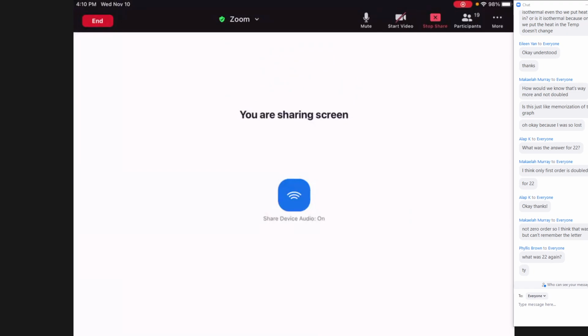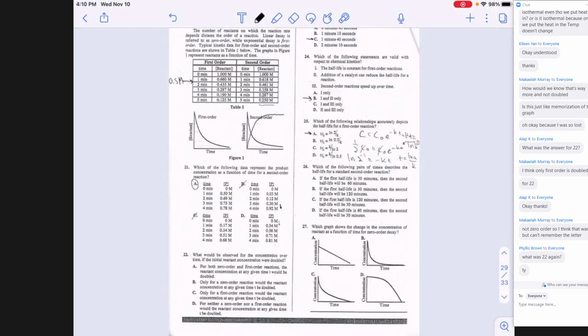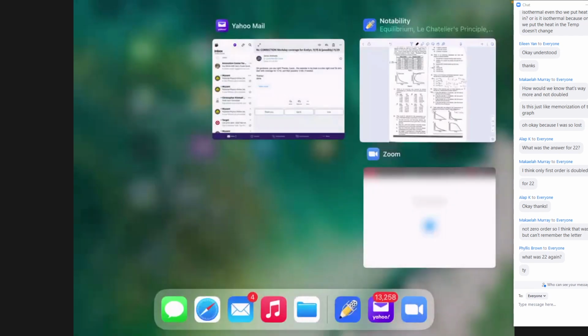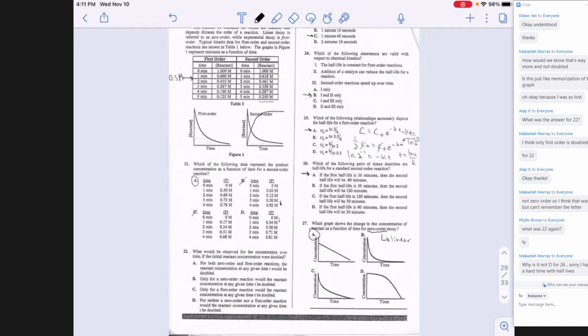Cool. Which of the following pairs of times describes the half-life for a standard second order reaction? If the first half-life is some time, the second half-life has to be double, right? So 30, 60, A looks good. 30, 120, that's no good. 120, 30, no good. 60, 30, no good. So A is the correct answer to 26. And then we know that for zero order, it's linear. So A is the best answer. Concentration is a function of time. Cool.